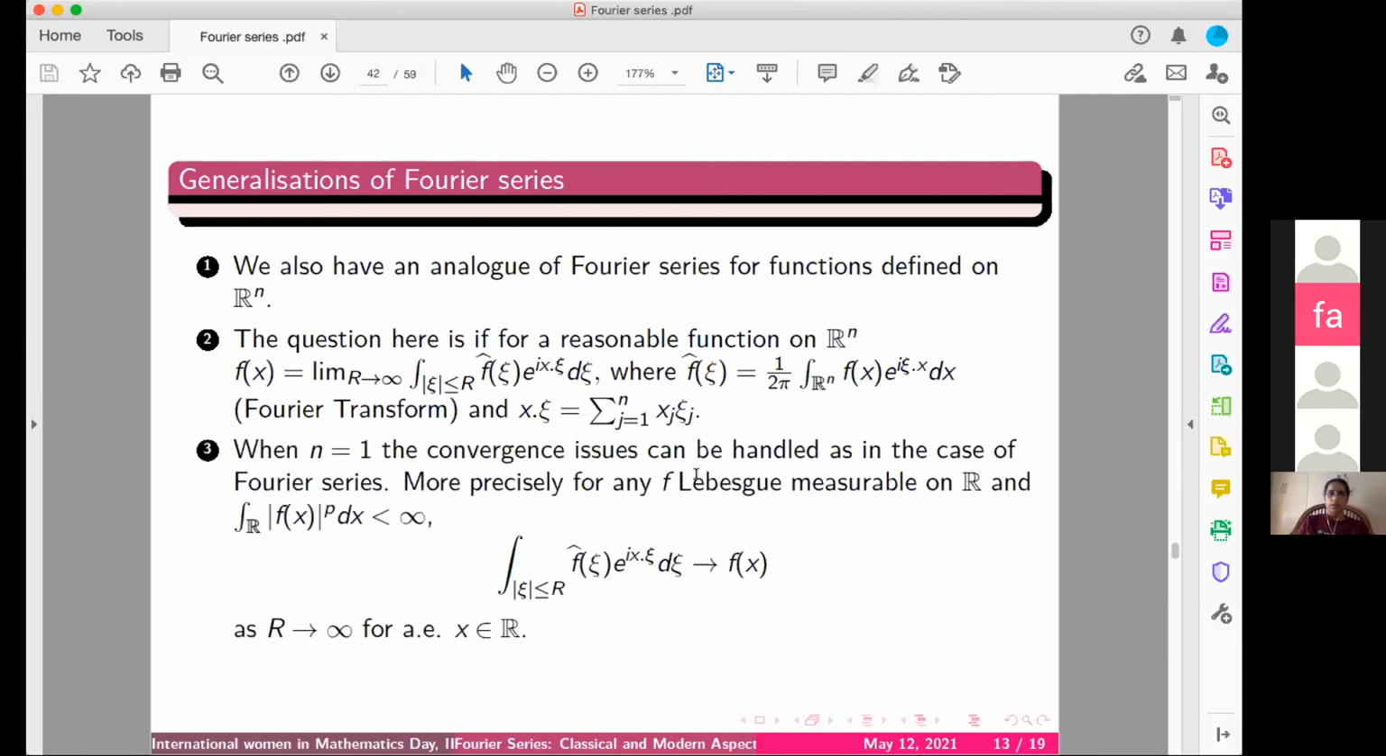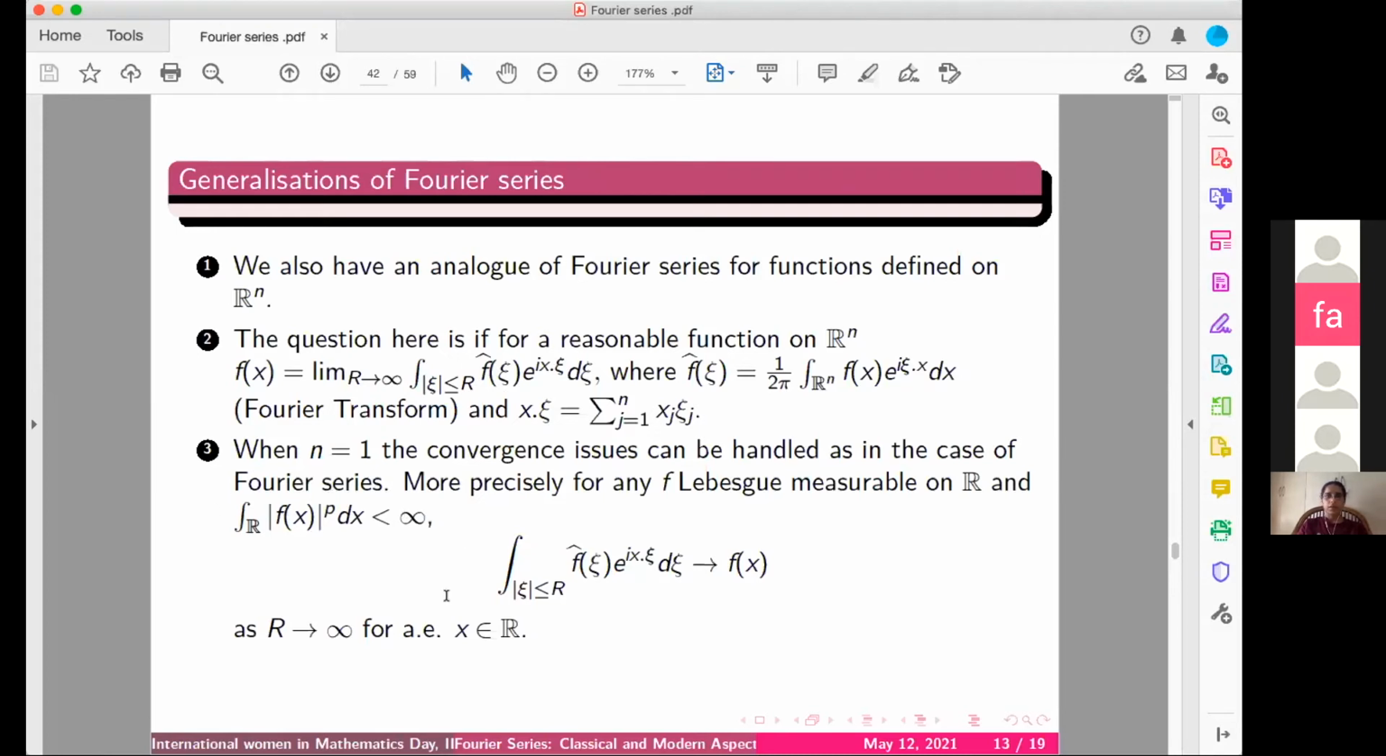Okay. And before going further, let me just say something here, that when n equals 1, the convergence issues can be handled as in the case of Fourier series. So basically, if you are dealing with convergence of these, they are also called partial sums. Okay, these partial sums on R, they are somewhat related to the Fourier series, which I'll not go into detail.